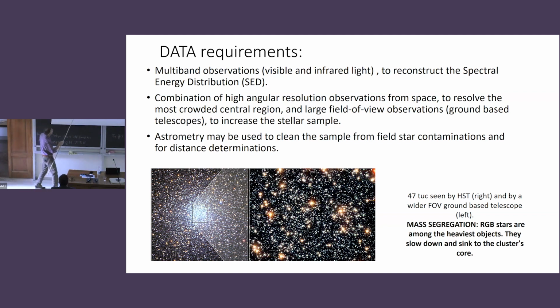And the second important thing is that with astrometry, we can measure parallaxes. And this is the job done by the Gaia satellite, which was launched 5 years ago. And now we have a much better understanding of the distance of this object. And this is important because we have to correct for the distance in order to get the luminosity.